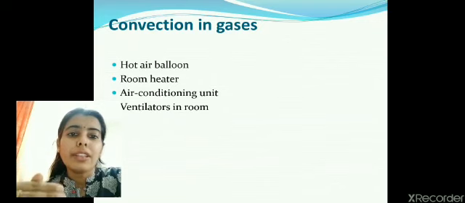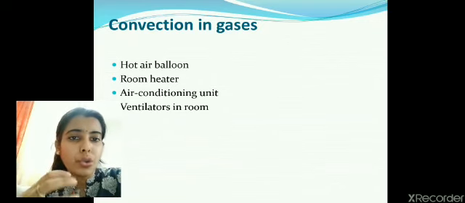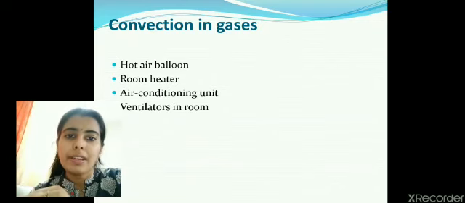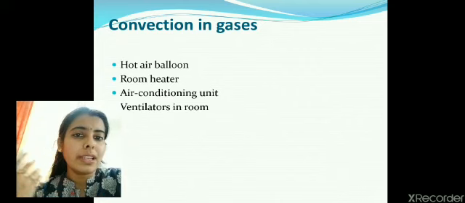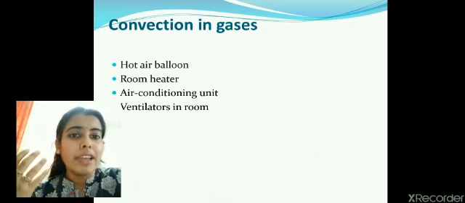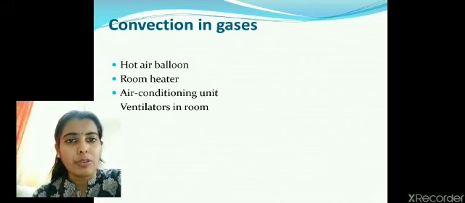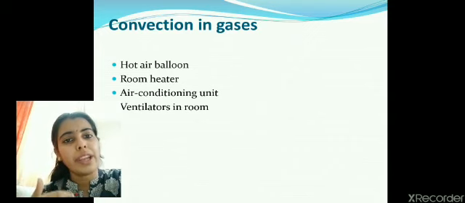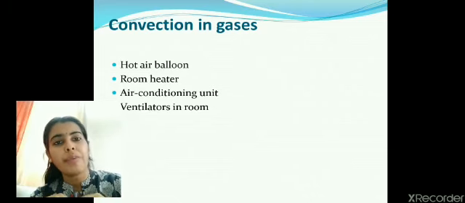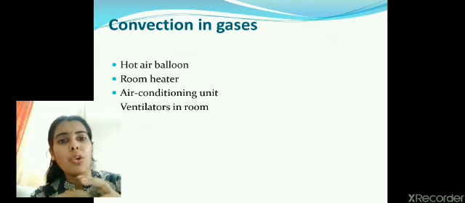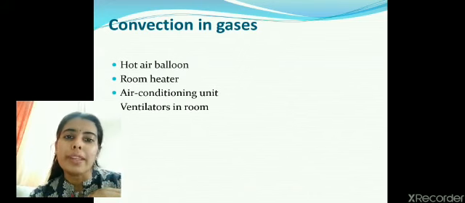How does this function? The air which is closer to the room heater will get heated. This hot air is lighter. It will start moving up, and the cold air in the surroundings in the room, which is heavier, will start settling down because it is denser. So it will move down. This is how a convection current is going to set up in the whole room, which will heat up the whole room in a few minutes.